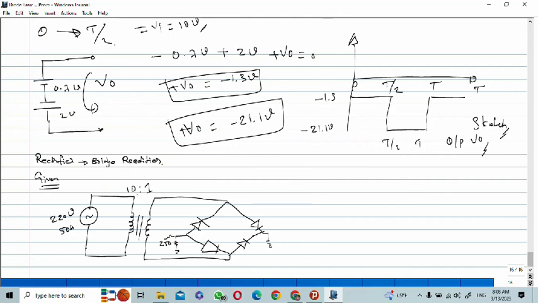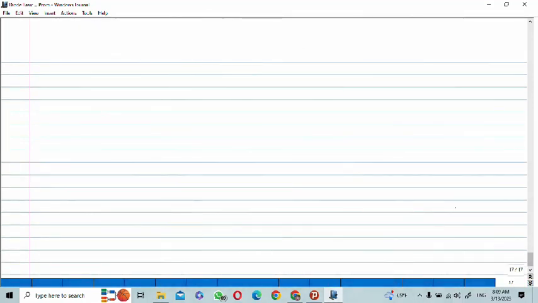So what are they going to ask? Based on the given data, we need to find first V average or DC voltage, second the efficiency, and finally the output frequency from the given circuit. Now I am going to solve this.